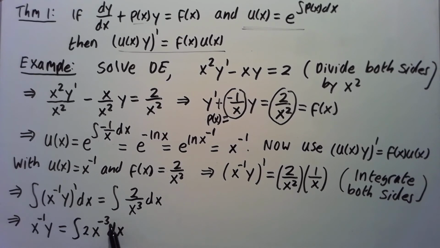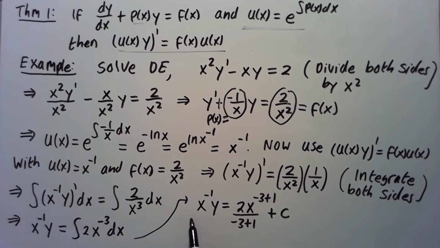Integrating this, remember to integrate you just add 1 to the power and divide by the new power. So we get x to the minus 1 y equals 2 times x to the minus 3 plus 1 over minus 3 plus 1, plus some constant. Let's simplify this a bit. Minus 3 plus 1 is minus 2, and 2 over minus 2 is minus 1. So doing that we get x to the minus 1 y equals negative x to the minus 2 plus c.